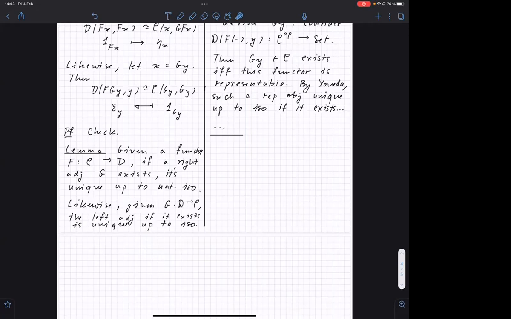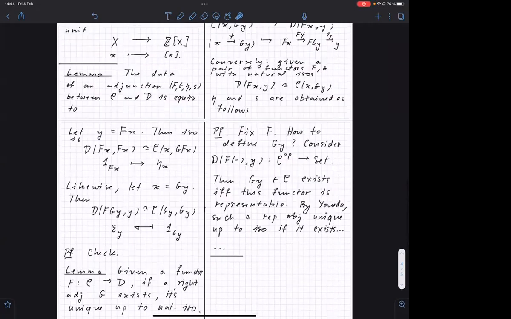So you would like to know that if it exists, it's unique. And we can see this. So we can see what it would have to be if it exists. So given a functor F from C to D, if a right adjoint G exists, together with all this data of eta and epsilon, the claim is it's unique up to natural isomorphism. And similarly, if I have G and I'm looking for the left adjoint, if it exists, it's unique. So here's a sketch of a proof. So fix my functor F, and let's suppose that the adjoint exists.